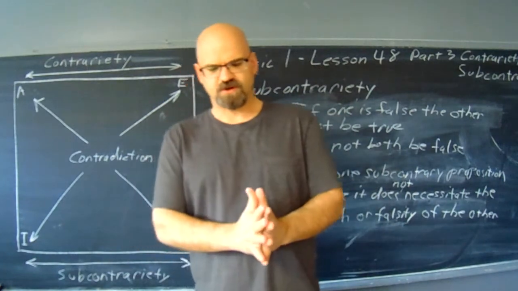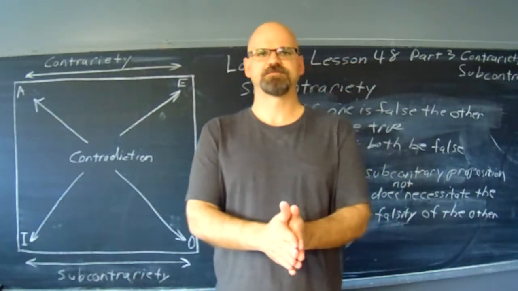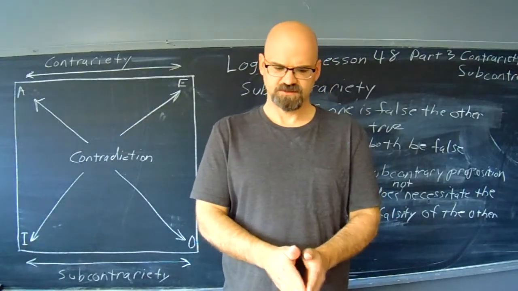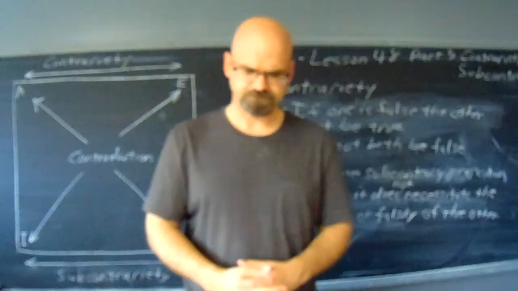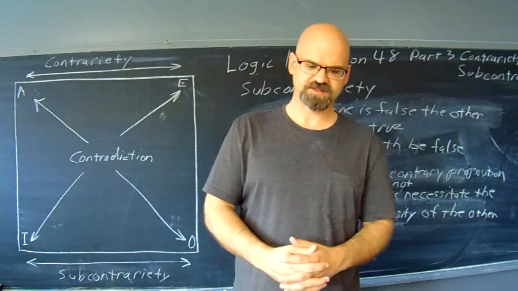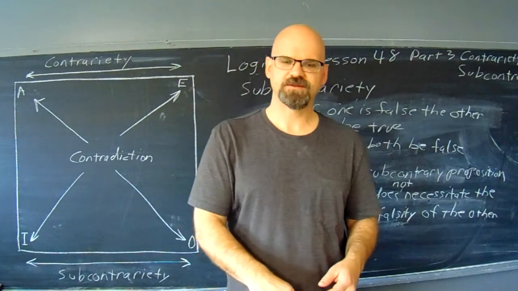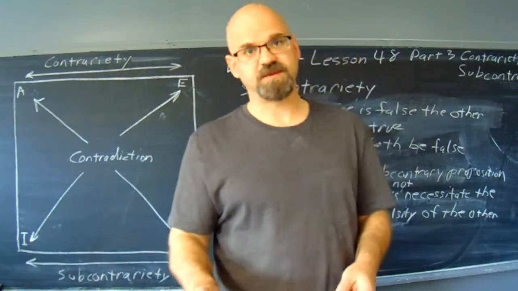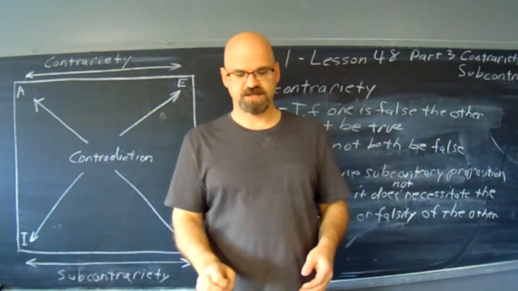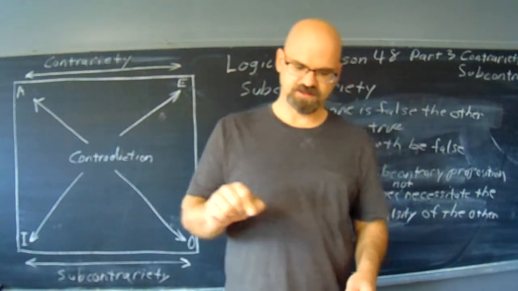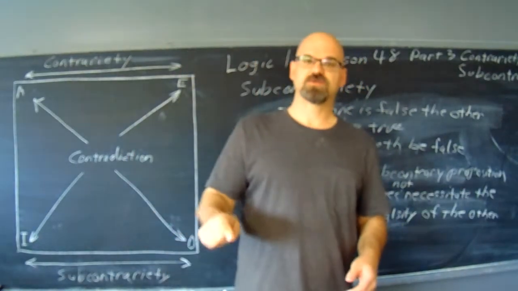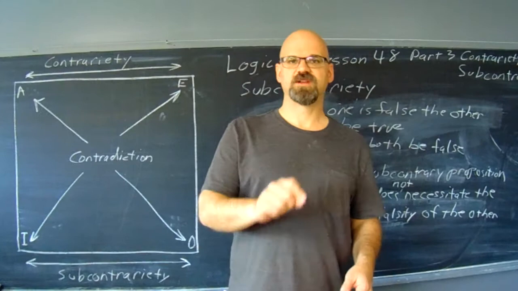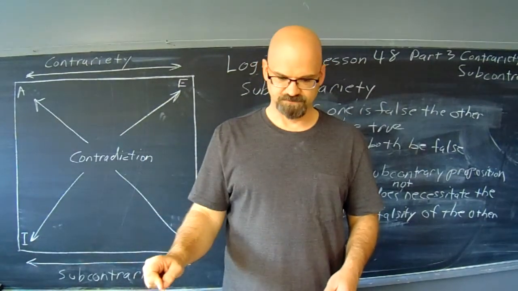How about this one? Some circles are not round. Is that true or false? That's false. So if I give the... No, I'm sorry, let me back up. Some circles are not round. That's an O statement, okay? That's a false O statement. So let's give the I version of that statement. Some circles are round. Since the first one is false, we know the second one is going to be true.